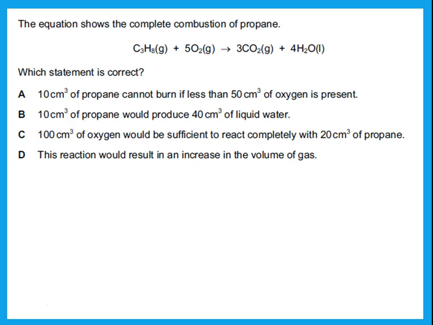Which statement is correct? So let us take a look at these statements one by one. These are centimeter cubed of, remember that all of these are gases except for water. Now, we said we can relate directly the volumes of gases. So, the equation tells me 1 reacts with 5 to give 3 of CO2. This can be 1 mole reacts with 5 moles to give 3 moles, or 1 decimeter cubed or centimeter cubed or whatever reacts with 5 centimeter cubed to give 3 centimeter cubed. Do we understand that?